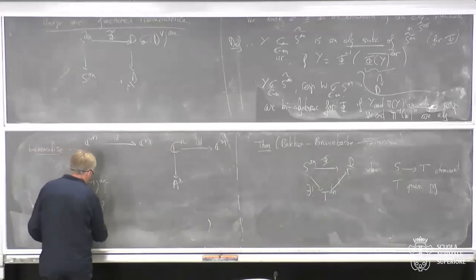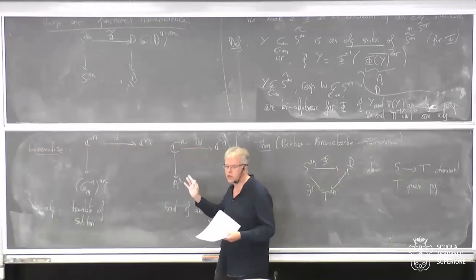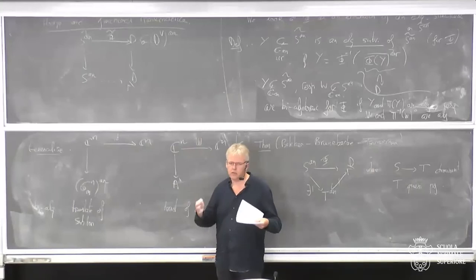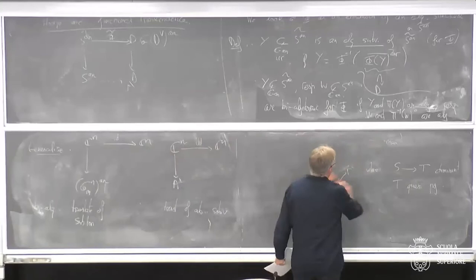If you do the same game here, you get translates of abelian subvarieties. So what is remarkable here is that by this kind of bi-algebraic format, basically you recover, this is equivalent to understanding the group structure. Now you can play the same game with Shimura varieties, where it's a bit more interesting.